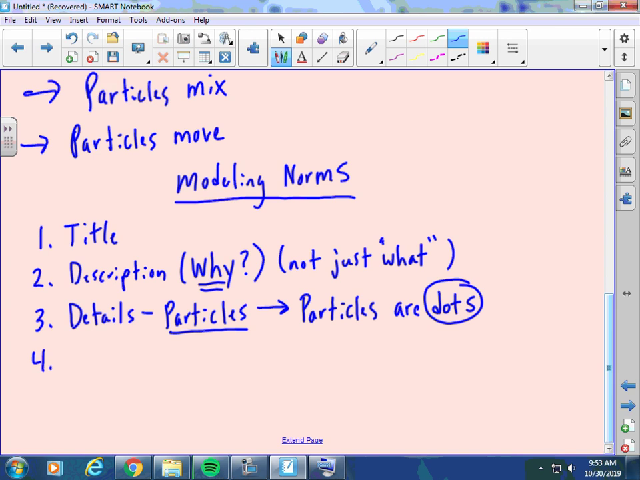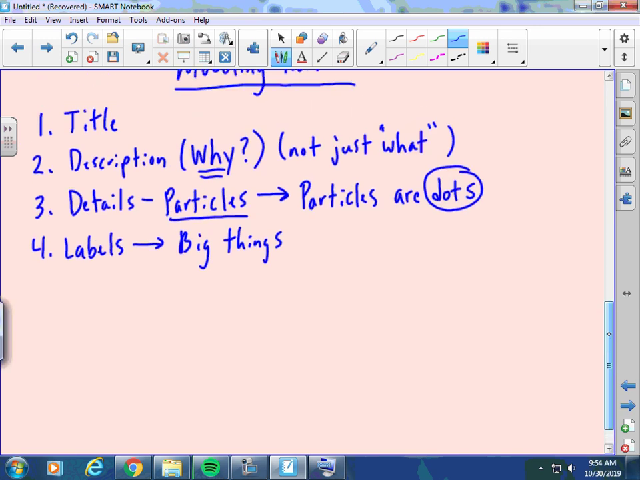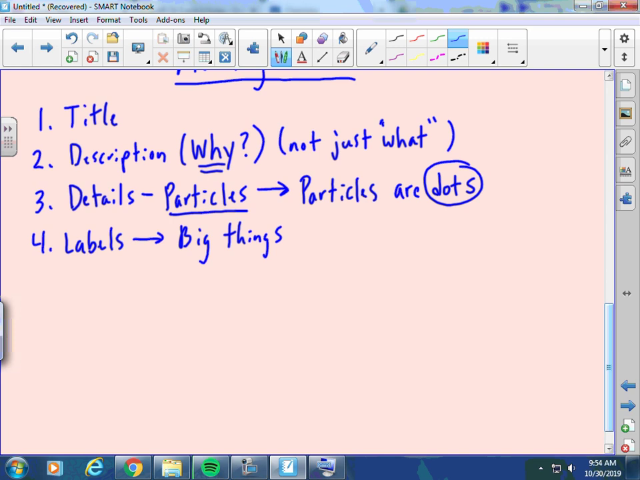We want to do labels. The labels are for the big things, the things that we can actually see. We have the things that we can see, and the things that we can't see. Your labels are going to be labeling things that might not be clear as to what they are, like a beaker, depending on your ability as an artist. A lot of times when we do these models, we want to get through them quickly, so we don't need to worry about making beautiful drawings. It might be quick, just with labels.